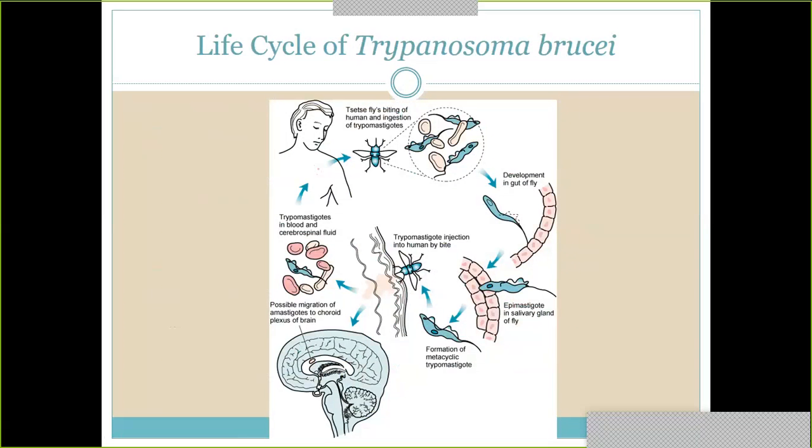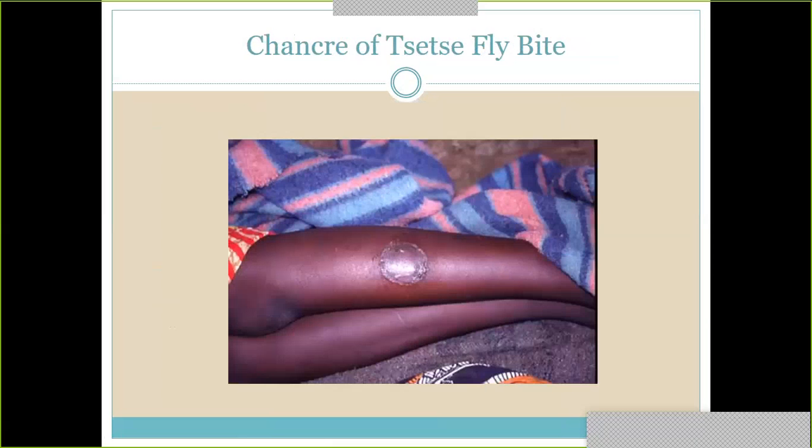All right, so there's the overall life cycle of Trypanosoma brucei with being passed by the tsetse fly bites. Here's the chancre, however you want to say it. I should look up how to actually say that word. The tsetse fly bite. It's a nasty little bite.